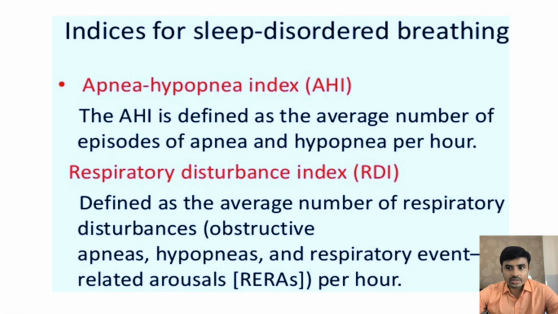So there are some indices of sleep disordered breathing. AHI, it is commonly used in clinical practice. AHI is defined as the average number of episodes of apnea and hypopnea per hour. Respiratory disturbance index, it is defined as the average number of respiratory disturbances like obstructive apneas, hypopneas, and RERAs per hour.